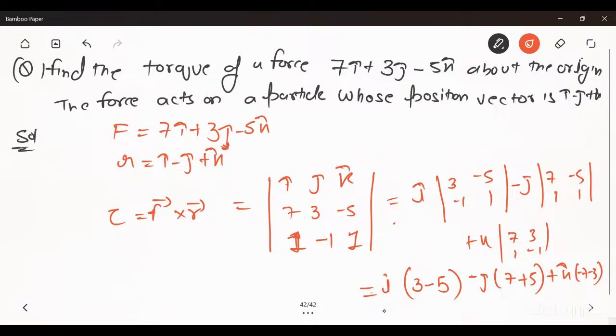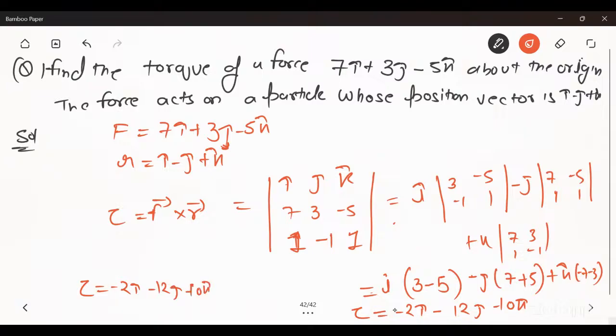So 3 minus 5 is 2, minus 2i, minus 12j and minus 10k will be the value of minus 7 minus 3. Just a minute, 7 minus minus 1, minus 7 minus 3. So that was your value of torque. Torque is equal to minus 2i minus 12j minus 10k.